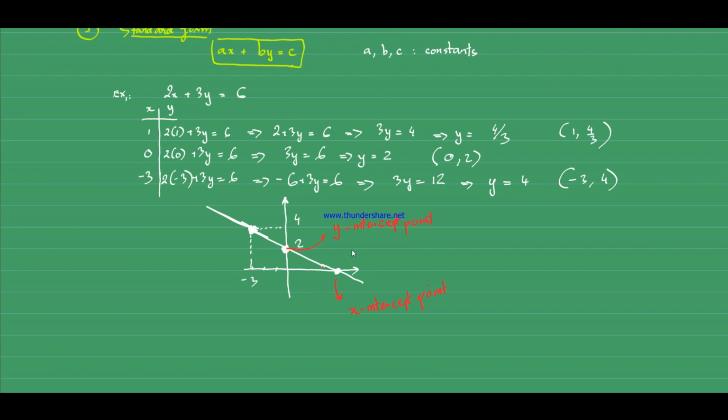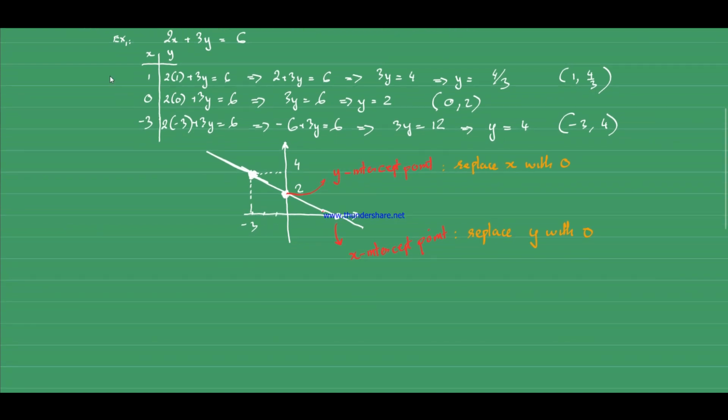In order to find the y-intercept point, we already have it over here: we replace x with 0. Then in order to find the x-intercept point, we replace y with 0. Which is what I'm going to do now. So I'm going to replace the y with 0 and try to find the x.